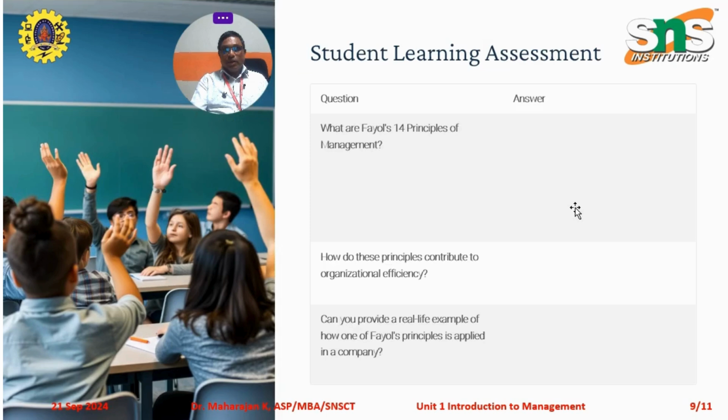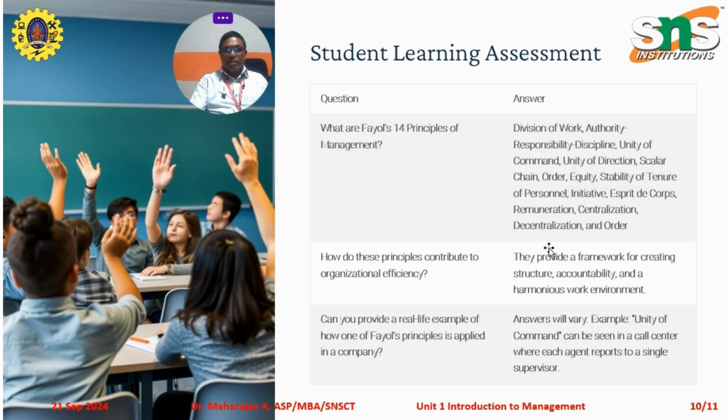Now let us see what you have learned so far. What are Fayol's 14 principles of management? Next, how do these principles contribute to organizational efficiency? And can you give me a clear example or case study of how Henri Fayol's principles are applied in a company or an organization? So work out these answers and you can check these answers here.